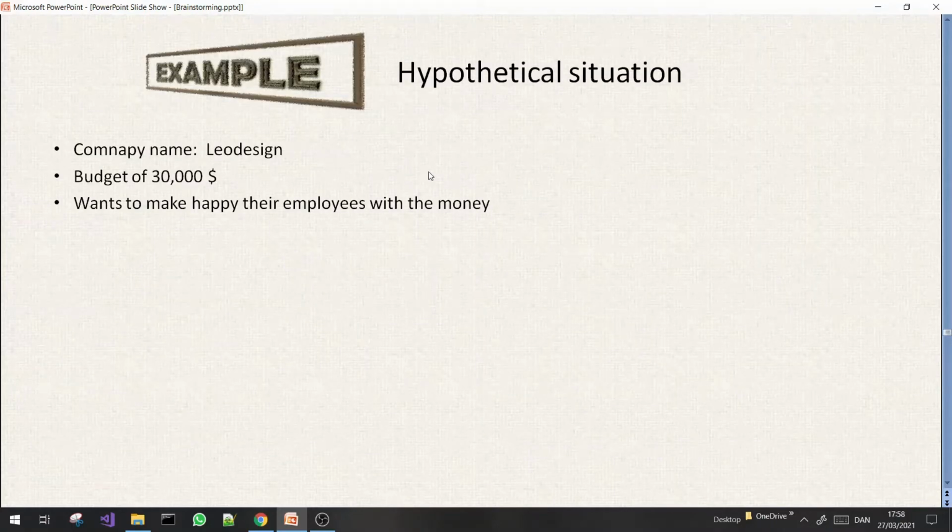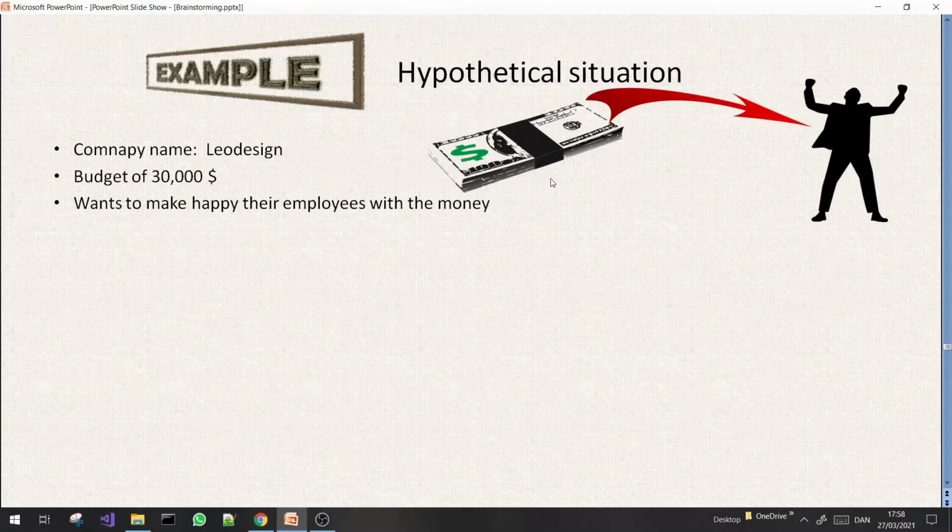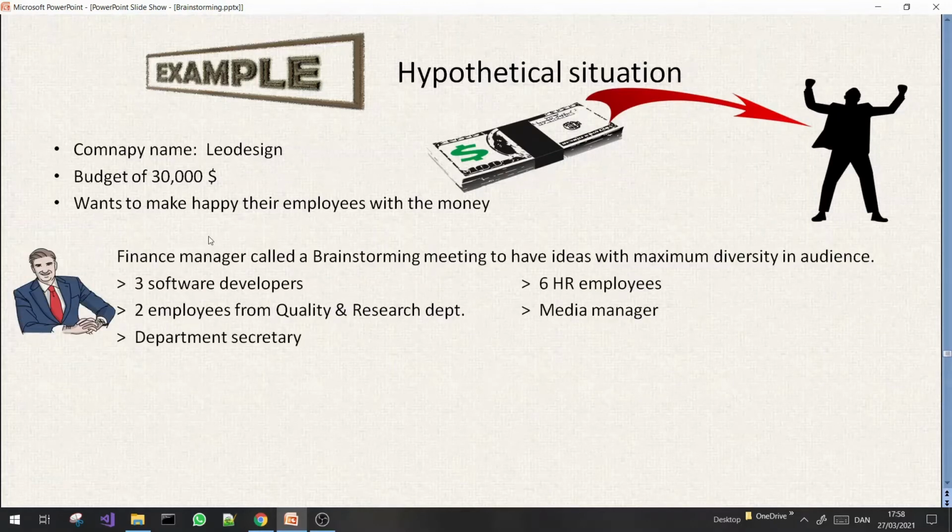Now let's have an example. There is a company called Liu Design, and it has a $30,000 budget, and with this money they want to make their employees more and more happy. So the finance manager decided to call a brainstorming meeting with maximum diversity. Like he called 3 software developers, 6 HR employees, 2 employees from the quality department, and so on.